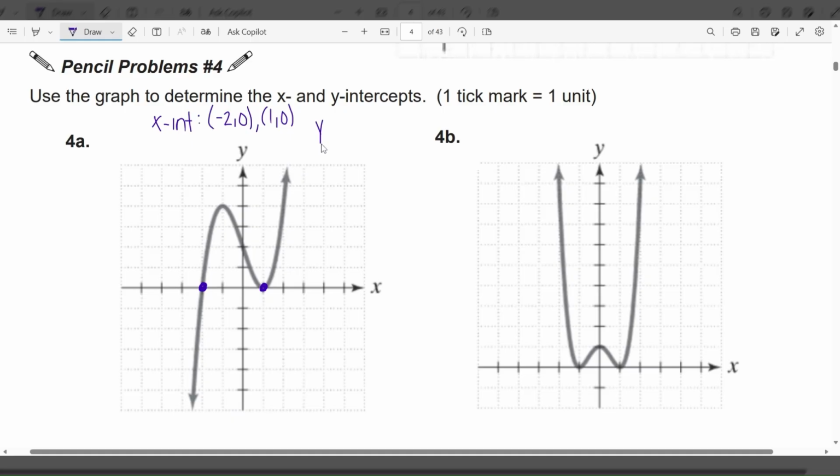The y-intercept is where it crosses the y-axis, and our x will equal 0, so our y-intercept is (0, 2).